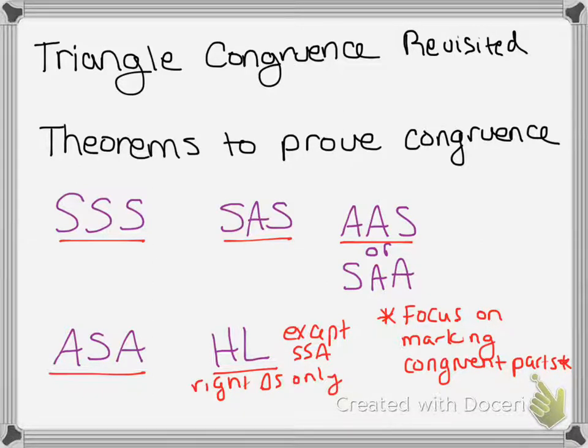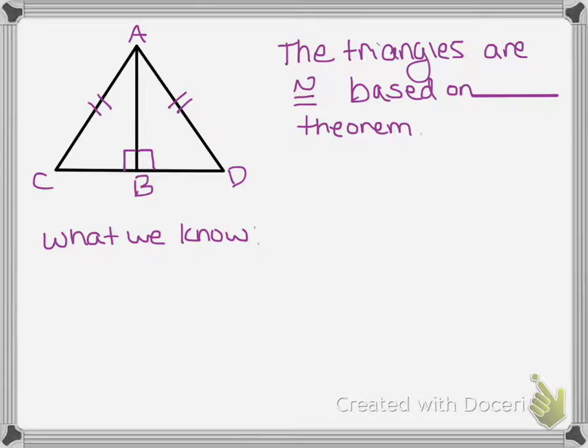So we're going to go through a couple of examples of problems and talk about what we know and figure out which theorem proves congruence. So here we have 2 triangles. I'm telling you that they are congruent, and we've got to figure out what theorem proves that they are congruent. So let's talk about what we know. The first thing that we might notice is that these are right triangles, and we're given some marked information.